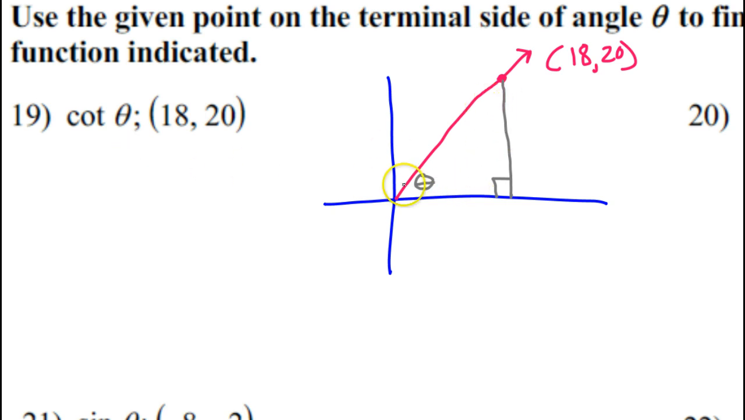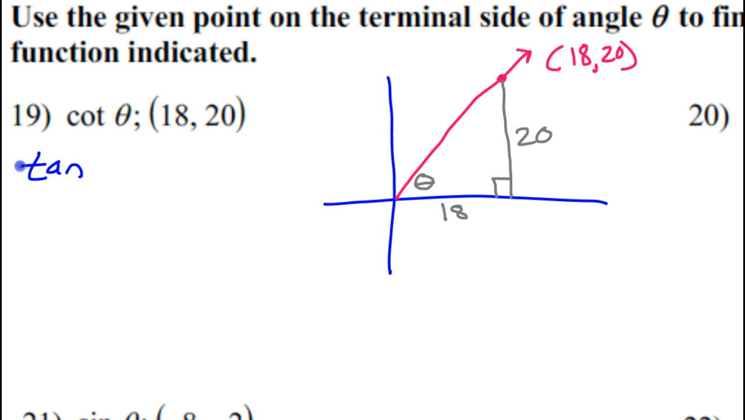I can find the tangent, sine, cosine, whatever, if I know the sides of this triangle. So 18 is the x value, which means that this side of the triangle has a length of 18. This 20 is the y value, which means this point is up 20. So actually this happens to be enough information to answer this particular question, but very often we have to do the Pythagorean Theorem and find the hypotenuse as well. But this time we don't have to, because this is enough information to know what the tangent is.